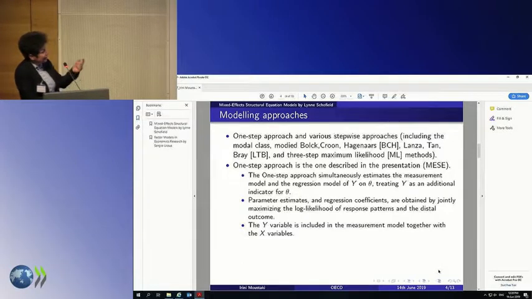But the thing here is now that your y variable, so your distal outcome that you're interested in to regression, your covariate, is included in the measurement model together with your x variables, that they measure the latent variables.